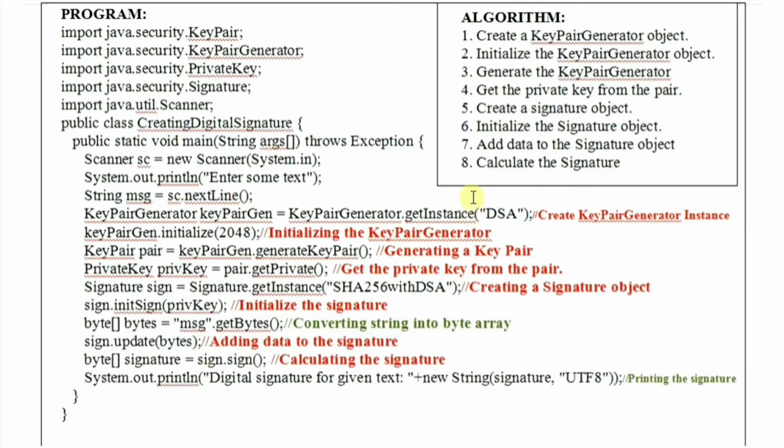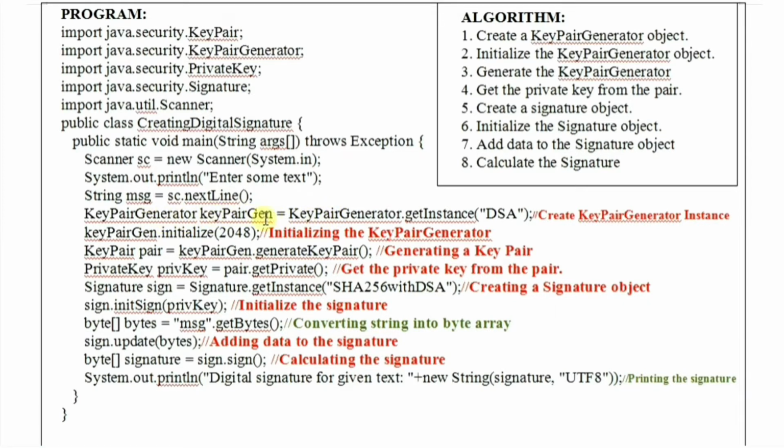The first step is to create a key pair generator object. As I mentioned earlier, the digital signature requires a private key, and also its corresponding public key, in order to verify the signature. Sometimes the key pair is already available in files; if not, we need to generate it. We can generate a key pair by using the KeyPairGenerator class.